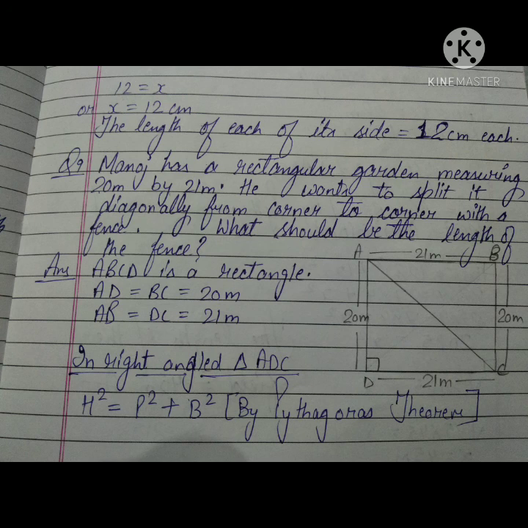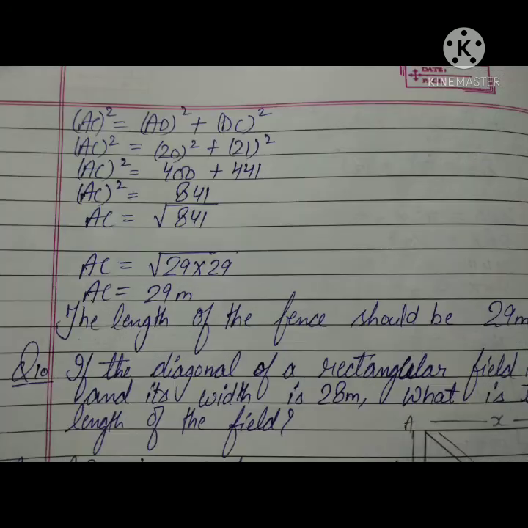In a right angle triangle ADC, we all know that all the four angles of the rectangle are of 90 degrees. So we have taken the one triangle. In a right angle triangle ADC, hypotenuse square is equal to perpendicular square plus base square. That is the Pythagoras theorem. So AC square is equal to AD square plus DC square. So AC square is equal to 20 square plus 21 square. 20 square means 20 into 20 is 400. 21 square means 21 multiplied by 21 is 441.